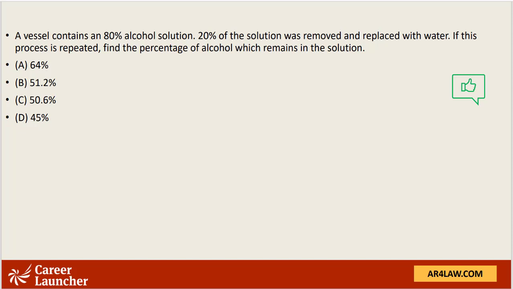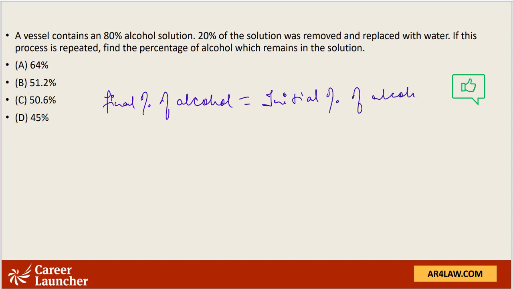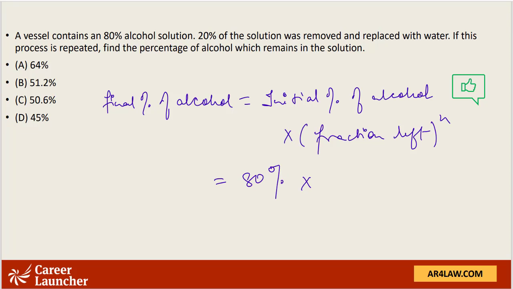Now there is a direct formula for removal and replacement in mixtures and alligations. The final percentage of alcohol would be given by the initial percentage of alcohol times the fraction left to the power n. Initial percentage is 80%. Fraction left: we are taking out 20% every time.